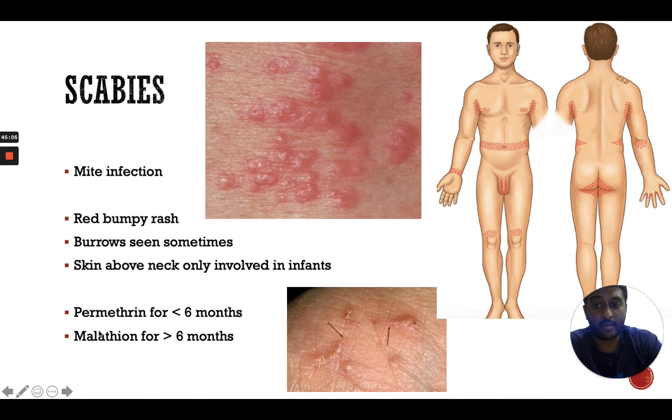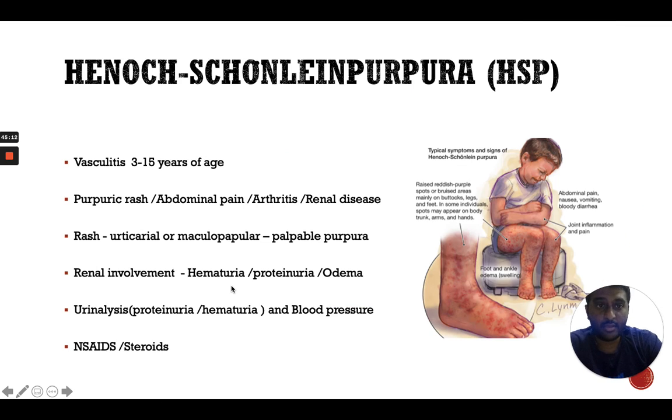Okay, permethrin for less than 6 months, and malathion for more than 6 months. Okay, all right. Next is HSP.